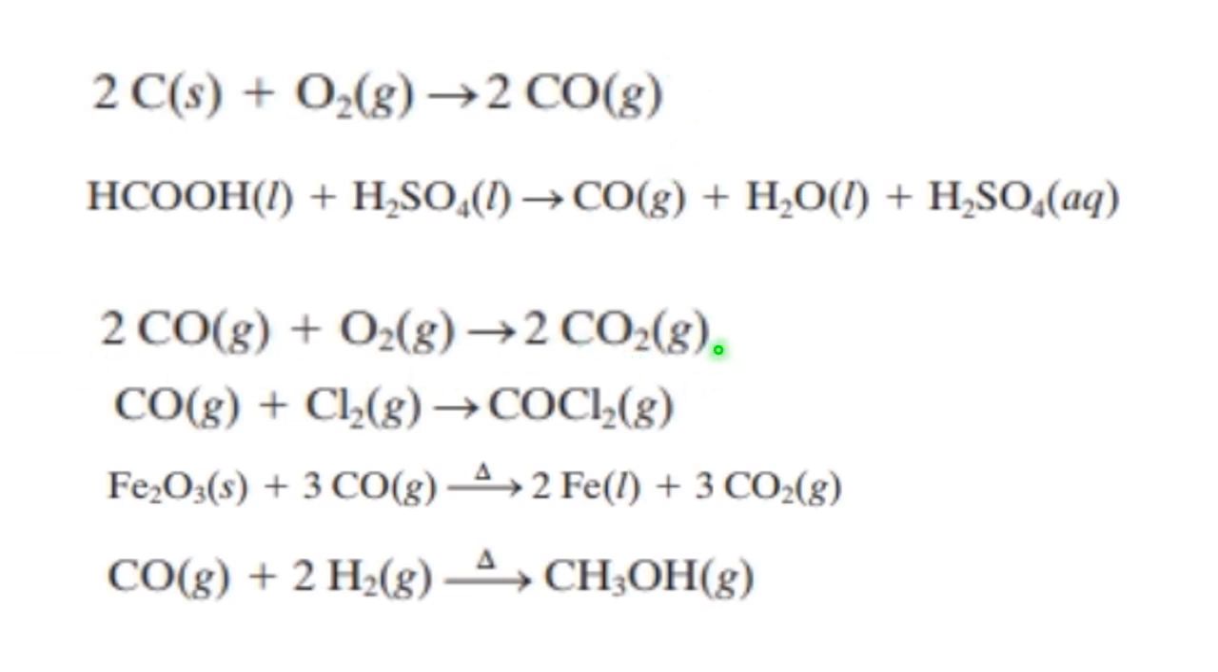Carbon monoxide reacts with oxygen to make CO2, or with chlorine to make phosgene, a very toxic gas that is a good starting material for different synthetic procedures. Carbon monoxide is very helpful for reducing metal oxides. For example, iron trioxide reacts with CO to make iron metal and CO2. It also reacts with hydrogen to make methanol.